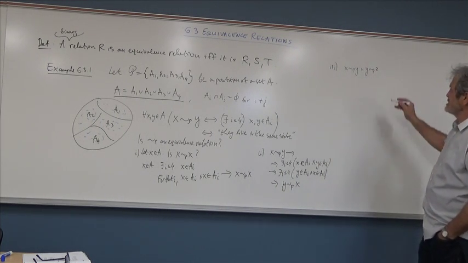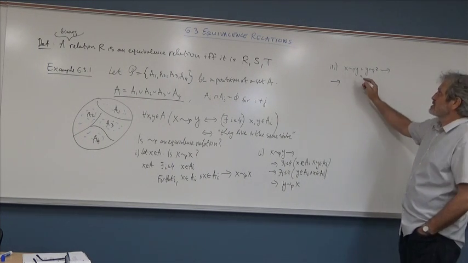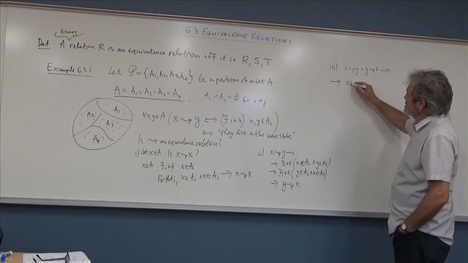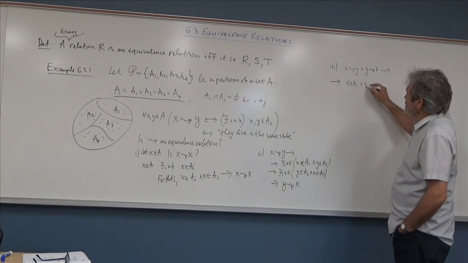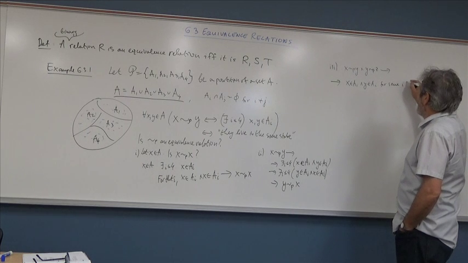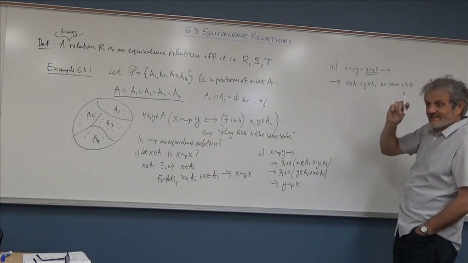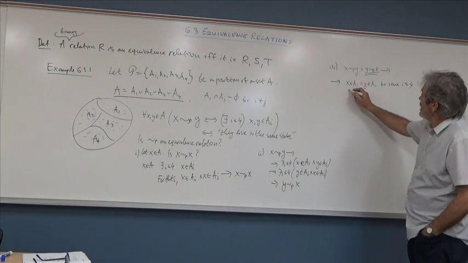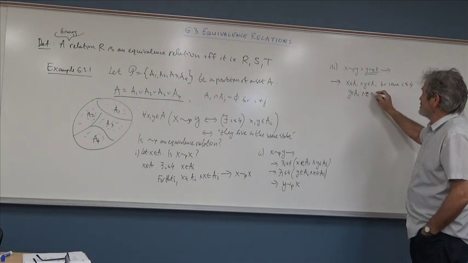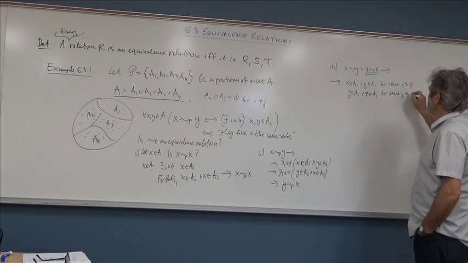Why is x ~ z implied? There is a little trick here. So x ~ y, that means that what? X belongs to A_i and y belongs to A_i for some i less than or equal to 4. The second one, here is a little tricky detail, you have to be careful about it. Y belongs to A_j and z belongs to A_j for some j less than or equal to 4.